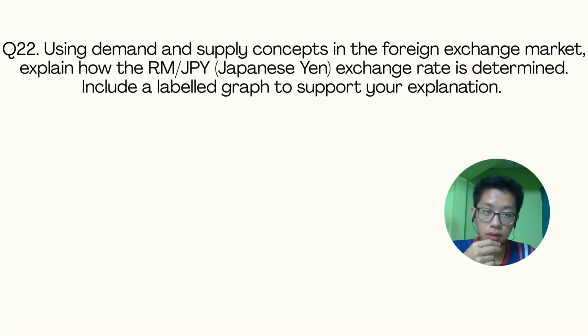At exchange rate S1, the quantity supplied of the yen is greater than the quantity demanded, and this puts downward pressure on the exchange rate. At exchange rate S2, the quantity demanded of the Japanese yen is greater than the quantity supplied, and that puts upward pressure on the exchange rate. At exchange rate S0, the market is in equilibrium because the quantity demanded is equal to the quantity supplied.